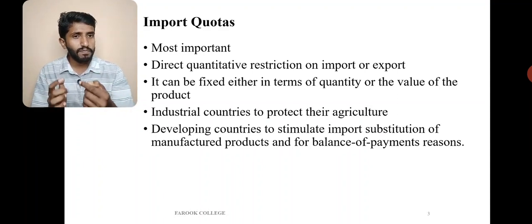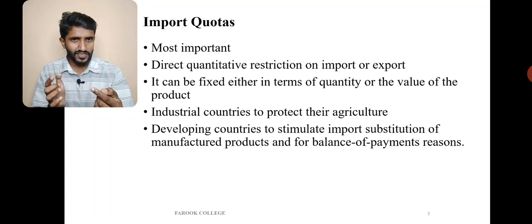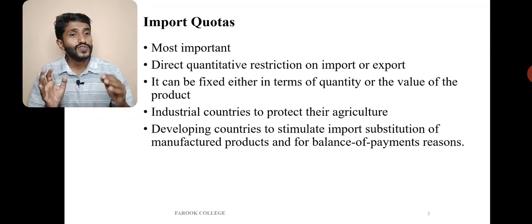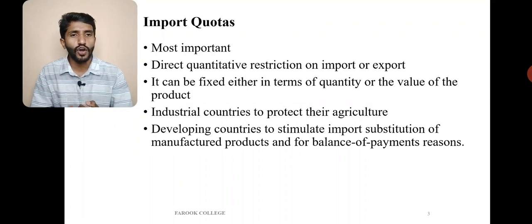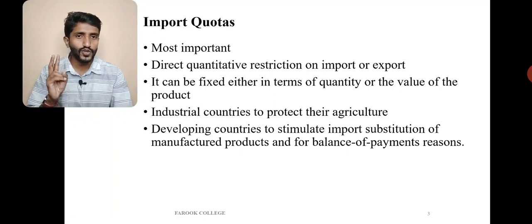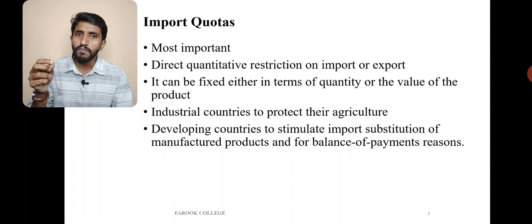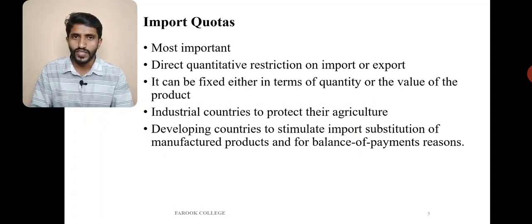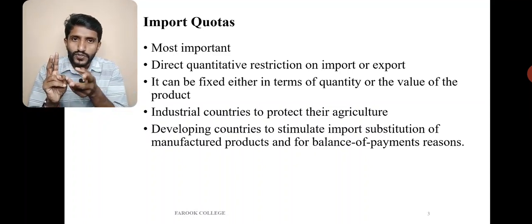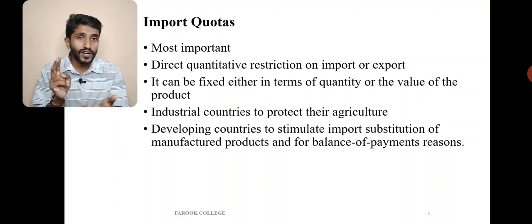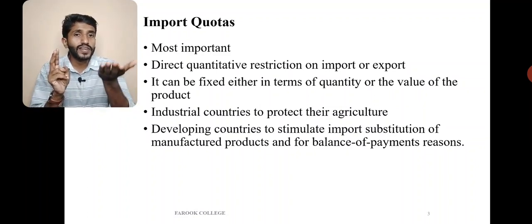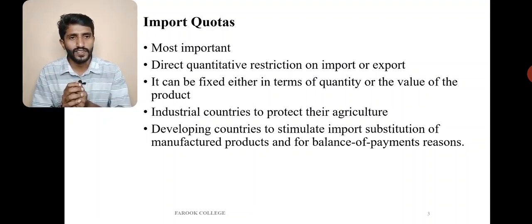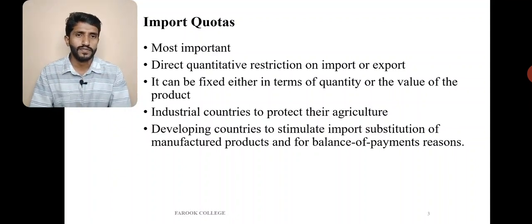Then what about the developing countries? Developing countries adopted this quota system to stimulate import substitution of manufactured products and for balance of payment reasons. So there are two reasons for developing countries. Firstly, their main import is manufactured products, so they want to adopt an import substitution technique, or promote the domestic production of manufactured products. That's why they adopted this quota system. And also for the balance of payment problems.